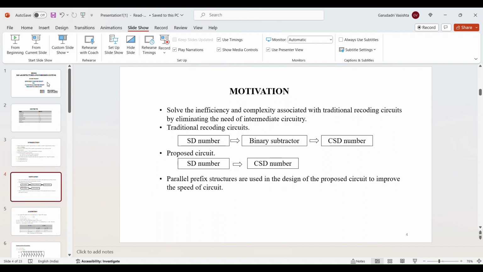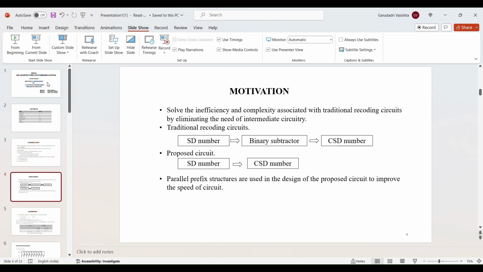And coming to the reason why we have chosen this paper, it aims to solve the complexity and the inefficiency associated with the traditional recoding circuits. In traditional recoding circuits, in order to convert any number from SD to CSD, the number is first converted from SD to 2's complement and then 2's complement to CSD. Having 2's complement as the intermediate step requires a binary subtractor. So this paper aims to eliminate the use of this binary subtractor and convert directly from SD to CSD. By doing this, we improve the speed of the recoding circuit.